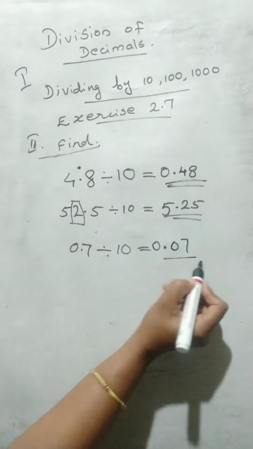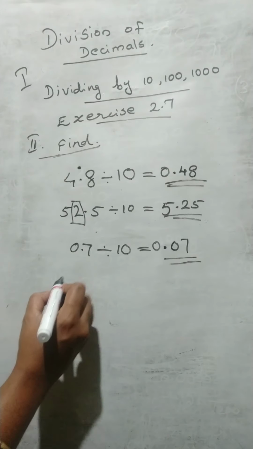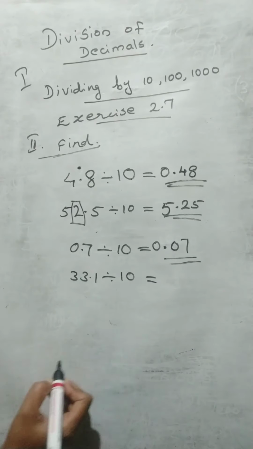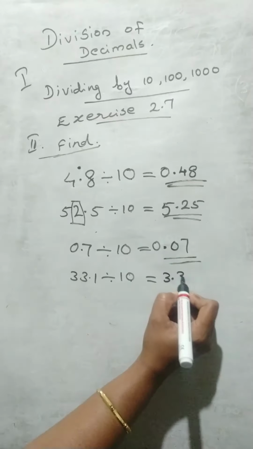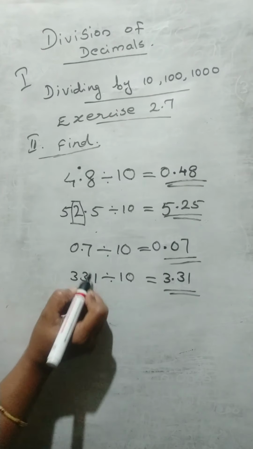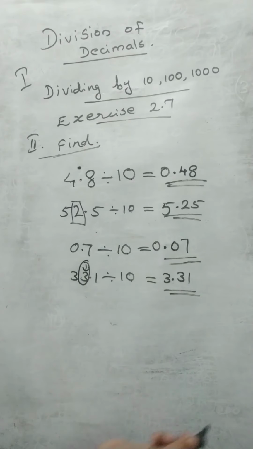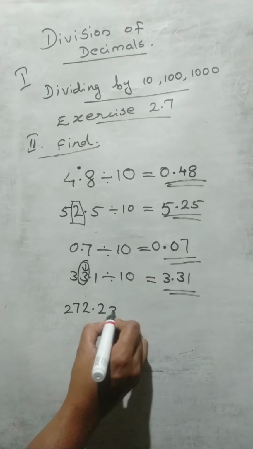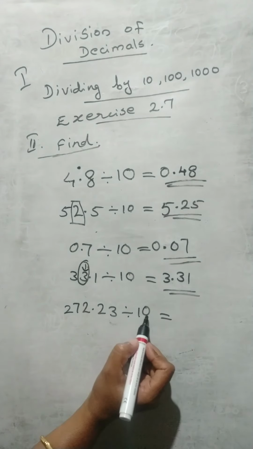Then 0.07. Okay. Next number is 33.1 divided by 10. So 3.31. Before this decimal point one digit 3 we can take and write it after the decimal point. Then next question is 272.23 divided by 10.